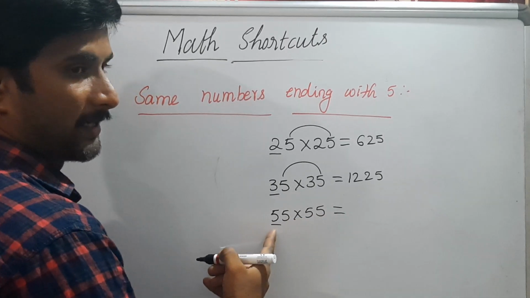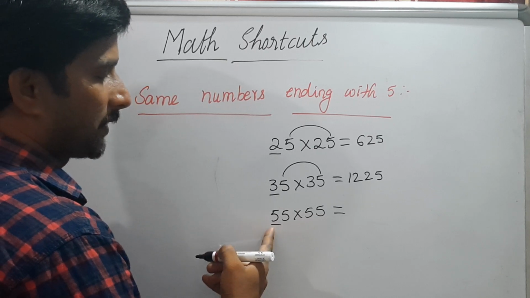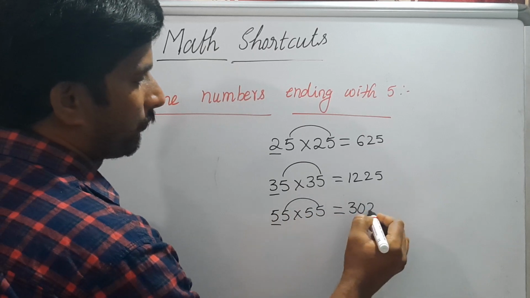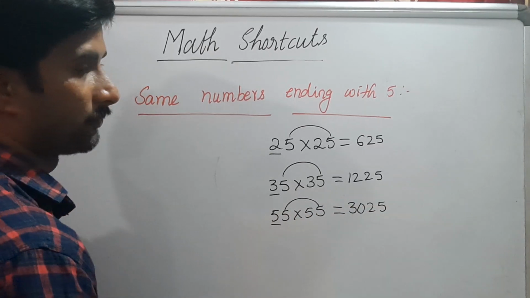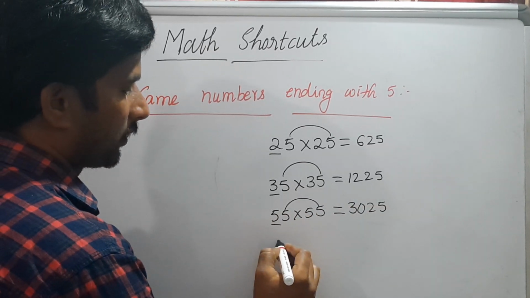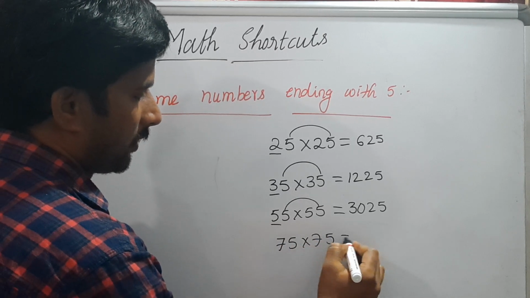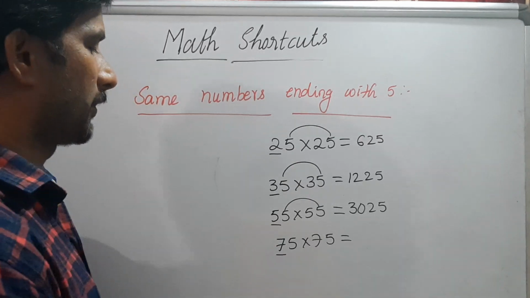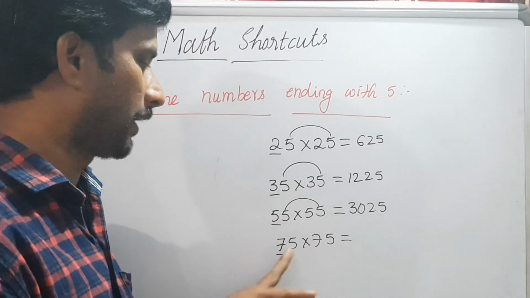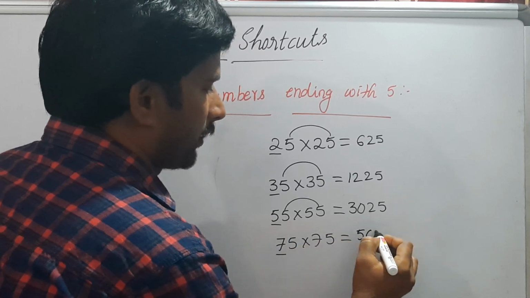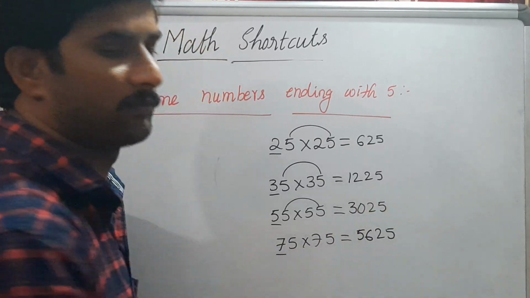Add 1 to the tens place. So 5 plus 1, 6. 6 into 5, 30. And then 5 into 5, 25. Next, 75 into 75. Add 1 to the tens place. 7 plus 1, 8. 8 into 7, 56. Then 5 into 5, 25.